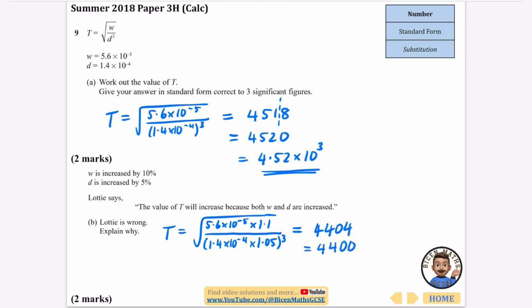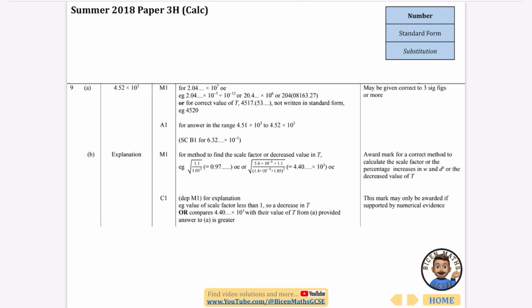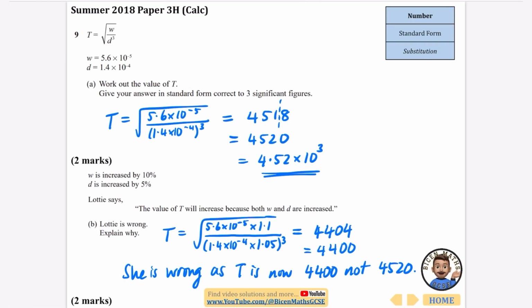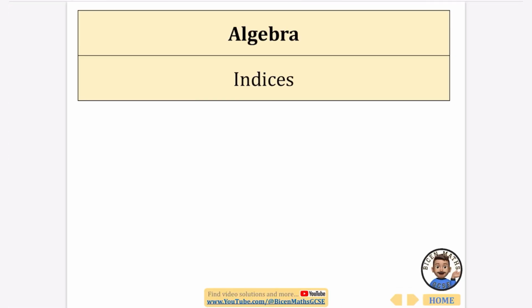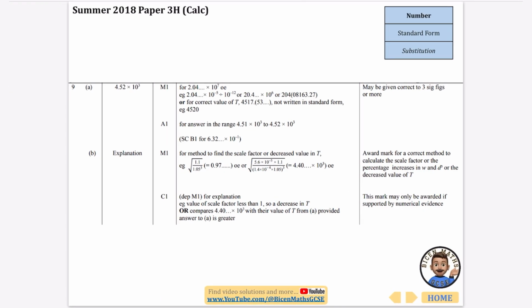Lottie is wrong. So the reason she is wrong, as t is now 4,400, not 4,520. So it's gone lower. And you can see that we've got that calculation for the 4.40 over here, and we got this correct answer for the beginning part of the 4.52 times 10 to the 3. So that's all of the questions that have been asked on standard form.